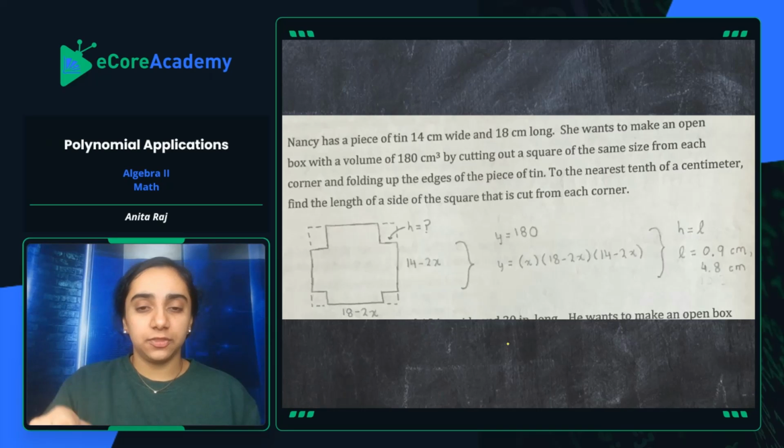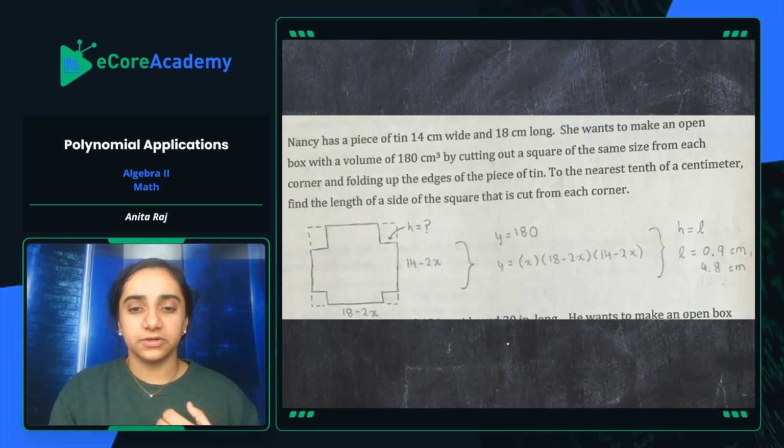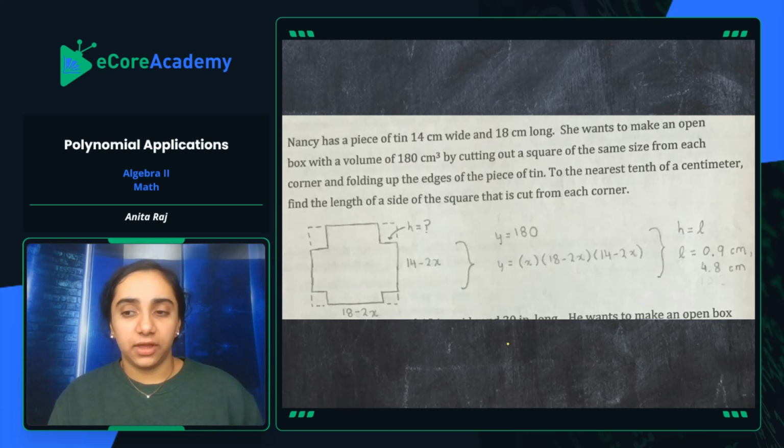She just doesn't want something to cover the box, just an open box. And we can do that by cutting out the corners as shown in this picture and then folding up the edges. She wants to cut out a square of the same size from each corner and fold up the edges of the piece of tin. To the nearest tenth of a centimeter, find the length of a side of the square that is cut from each box. So I think I showed you here in this picture, but we're trying to find the edge of the square that she's cutting from the corner of the box. And she's cutting from the 4 corners because it's a rectangle, 4 corners. And we're just trying to find the side length of that corner.